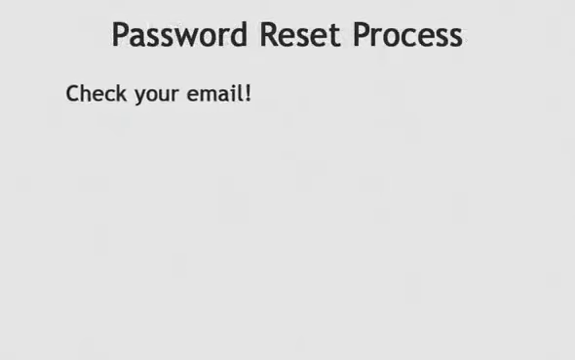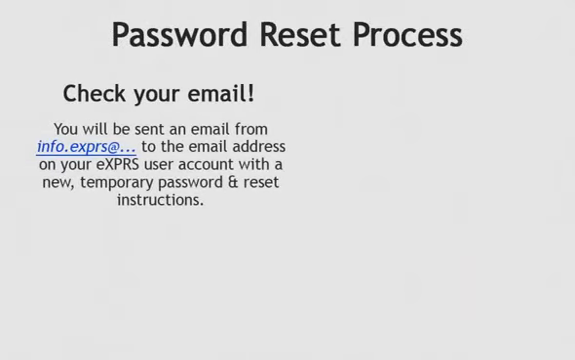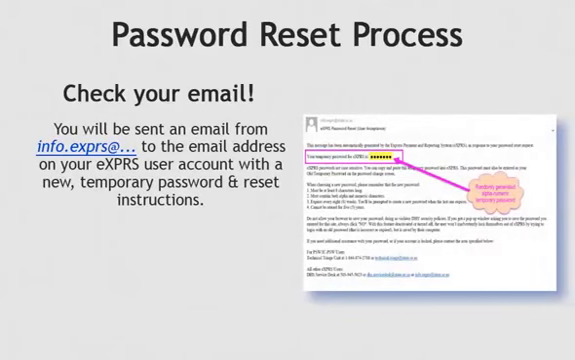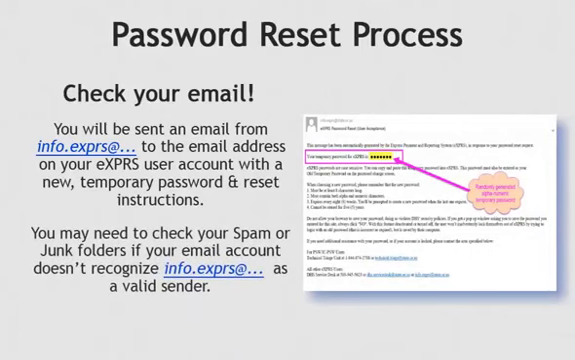Now check your email. You should soon have an email from info.express with your new one-time use temporary password. The email will look like the example shown here. If you don't see it after a few minutes, be sure to check your spam or junk folders. Also, it's a good idea to make info.express a known sender so you don't miss future emails by having them go to your junk or spam folders.